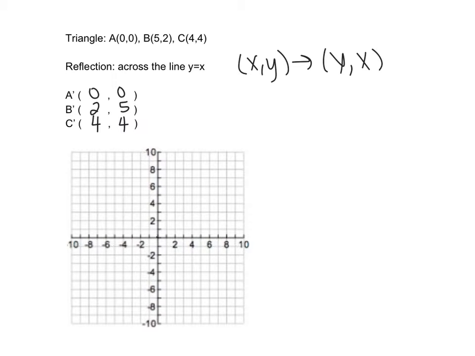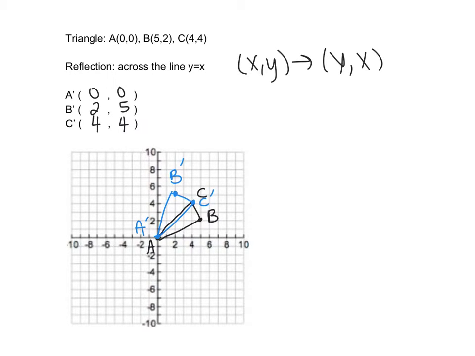So the original triangle, A is at 0, 0, B is at 5, 2, and C is at 4, 4. Our reflected image, A prime is going to stay at 0, 0, B prime is going to become 2, 5, and C prime is going to stay at 4, 4.